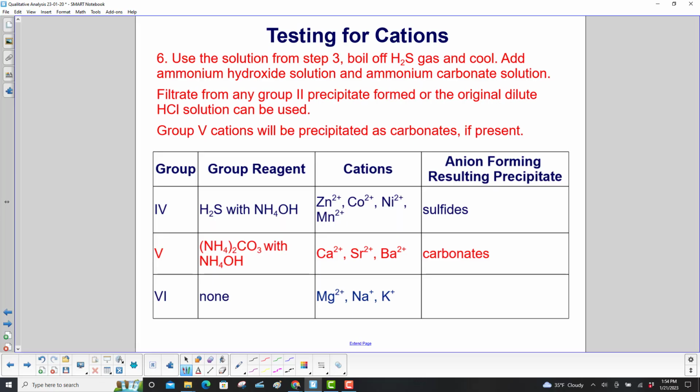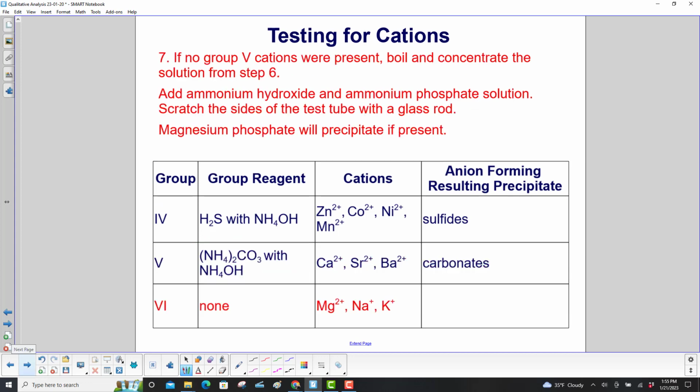Step 6. Use the solution from step 3, boil off the hydrogen sulfide gas and cool. Add ammonium hydroxide solution and ammonium carbonate solution. Filtrate from any group 2 precipitate formed, or the original dilute hydrochloric acid solution can be used. Group 5 cations will be precipitated as carbonates if present.